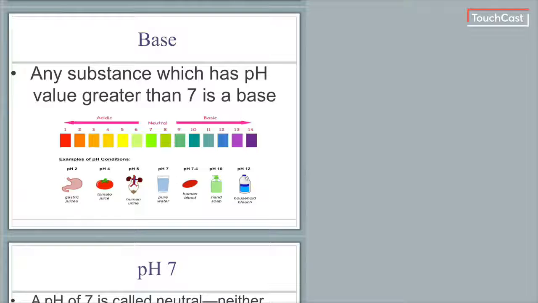For a base, that means that you have a pH greater than 7. And your red litmus paper will turn blue, and your blue litmus paper will turn blue. So in the box labeled base, both should have blue.